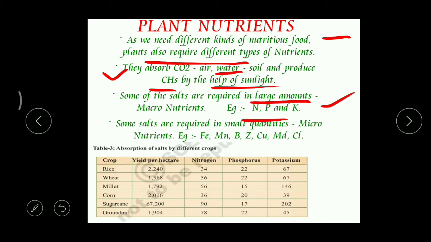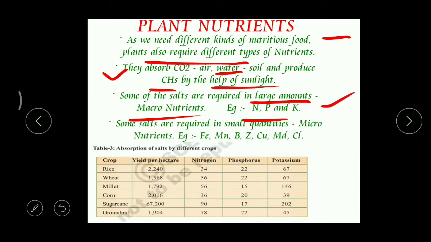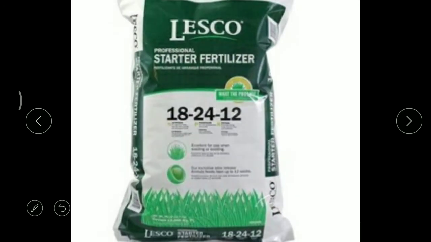Some of the salts are required in large amounts. So what do you call them? We call them macronutrients. What is meant by macro? Macro means large. So what are the examples for them? Nitrogen, phosphorus and potassium. Have you seen a fertilizer bag? Over the fertilizer bag, you can find three numbers, like 40 is to 35 is to 40. What is that? We call that the NPK ratio.